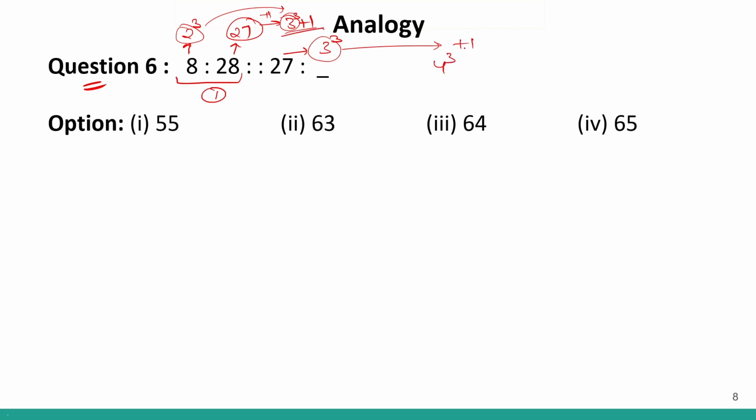And we will add 1, so we will get 1 plus 1. So 4 cube is 64 plus 1 will give me 65. So 65 will be the answer which is given in option number 4.